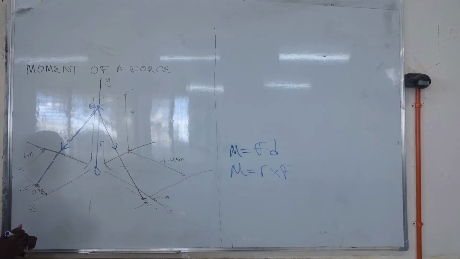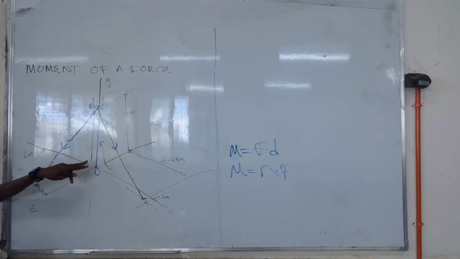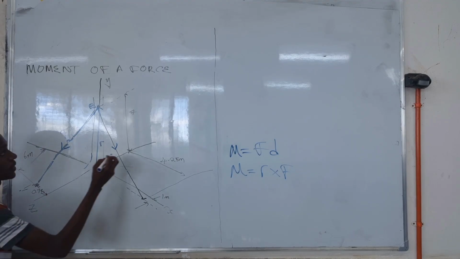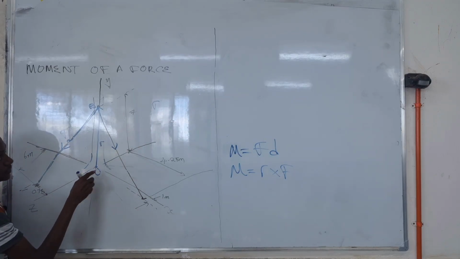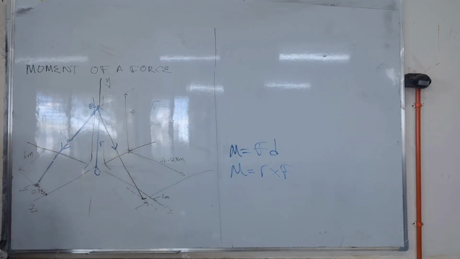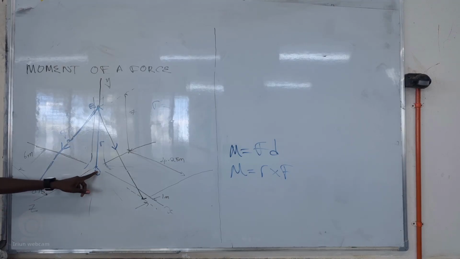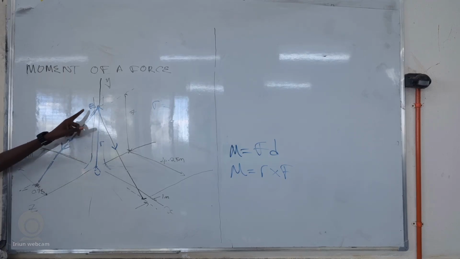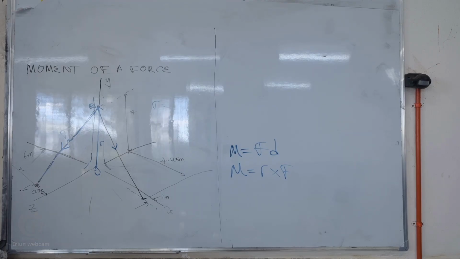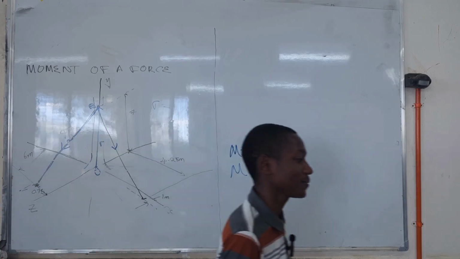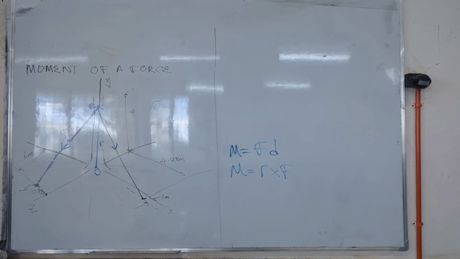So let's write it. The position vector for this one is going to be what? We're moving from the origin going to B. I don't know how you do it, but you just have to do it in one go. You write the coordinates for B minus the coordinates for O. I would advise you try by all means to do it that way.